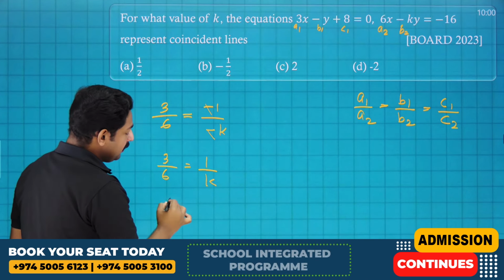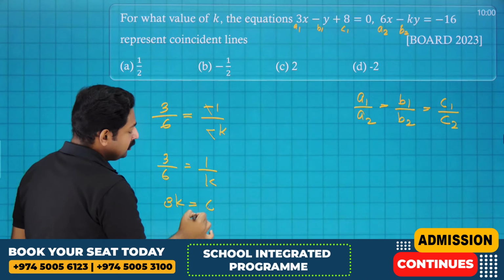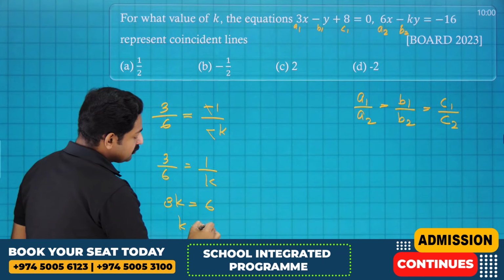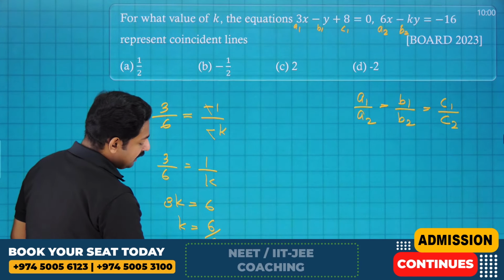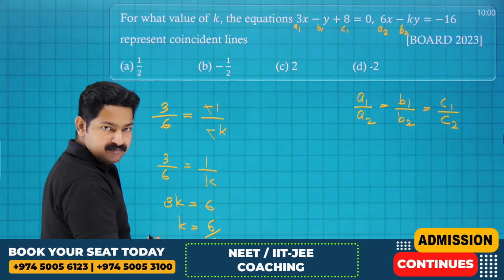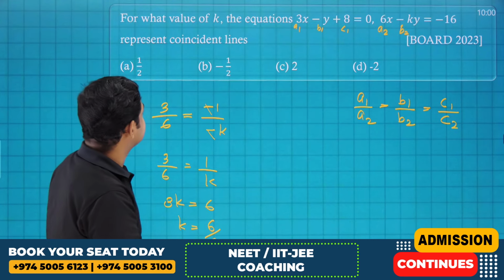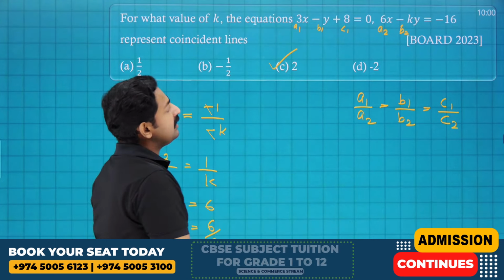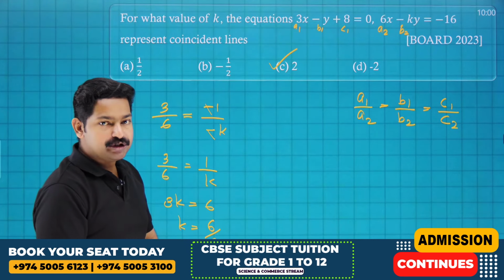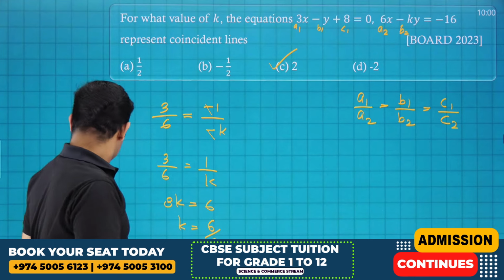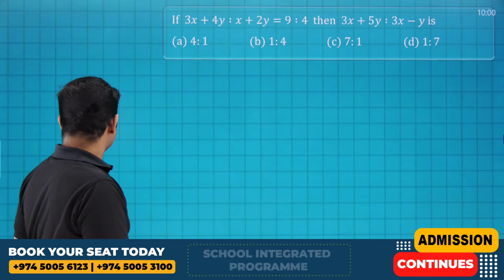If you cross multiply, you will be getting 3k is equal to 6. Then k is equal to 6 by 3 and the value of k is equal to 2. So which is the answer? Option C is the correct answer. Value of k is equal to 2. Okay, so we can move on to the next question.